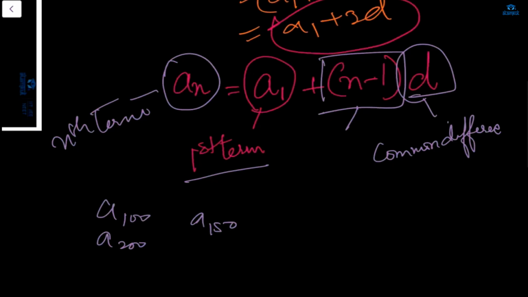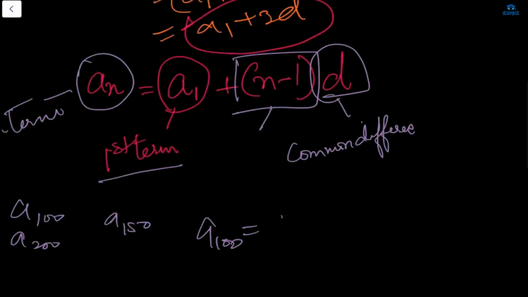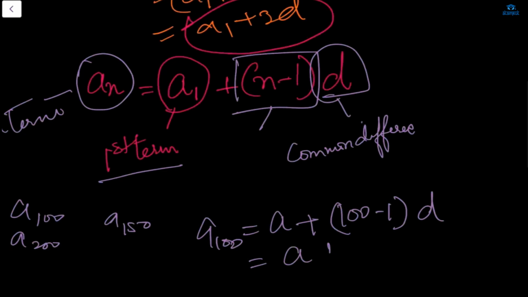If you are finding A100, for example, it will be A, and there you don't write A1. Simply A represents the first term. A plus (n minus 1), so 100 minus 1, and D. It will actually be A plus 99D, so you will get the 100th term. Similarly, you can find any term, whether it is 20, 21, 23, 25, any term.